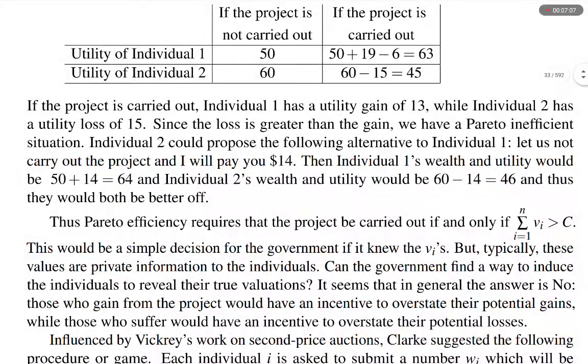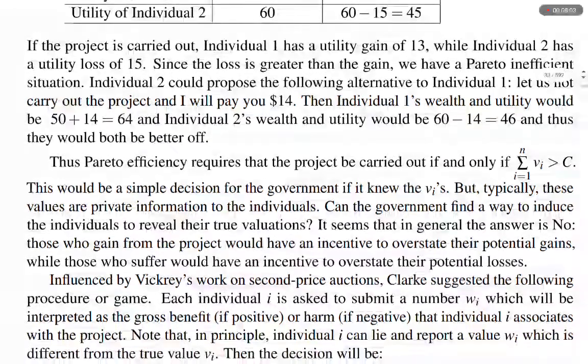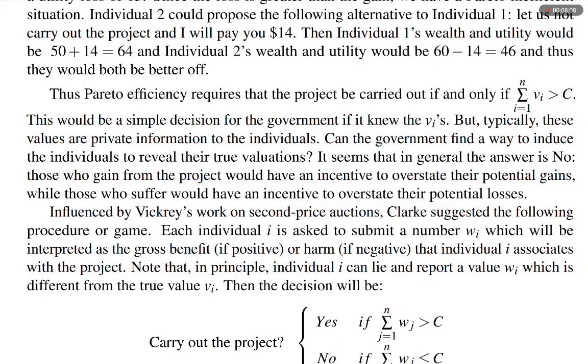If the project is carried out, individual 1 has a utility gain of 13, while individual 2 has a utility loss of 15. Since the loss is greater than the gain, we have a Pareto inefficient situation. Individual 2 could propose the following alternative to individual 1: let us not carry out the project, and I will pay you $14. Then individual 1's wealth and utility would be 50 plus 14 equals 64, and individual 2's wealth and utility would be 60 minus 14 equals 46, and thus they would both be better off. Thus, Pareto efficiency requires that the project be carried out if and only if the sum of V_i from i equals 1 to n is greater than C.